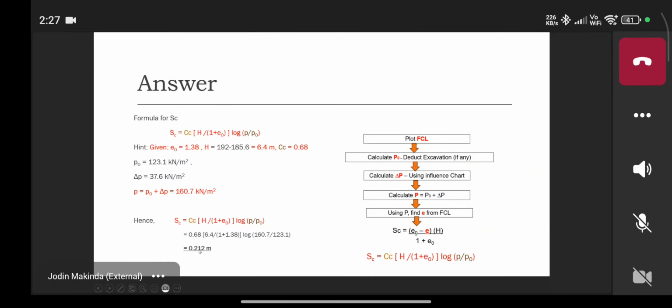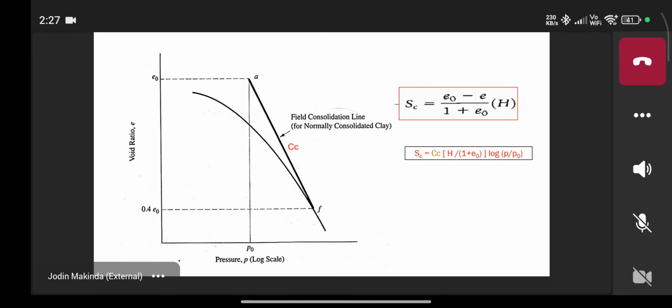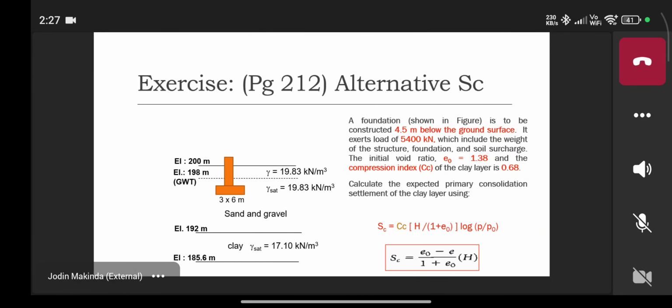Okay, 0.212 meter. So now with this figure, we can predict that the settlement is 0.212 meter, particularly at the clay layer, because we study consolidation and settlement of the clay layer. So the structure, your foundation, will settle for 0.212 meter. So meaning that what?